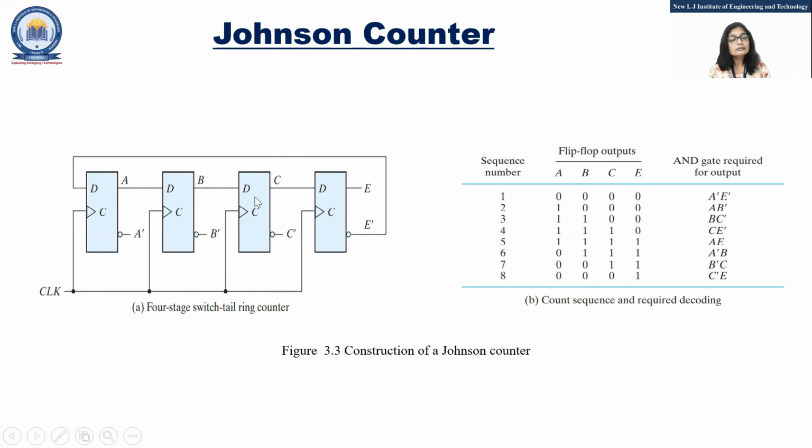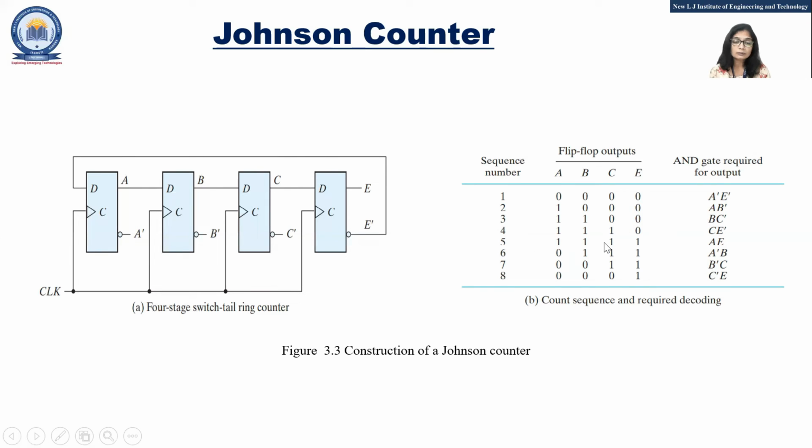Then in the fourth clock pulse, what happened? This 1 is shifting here. So D is 1, C will be 1. A is 1 also because E dash I have already applied here. So A is 1 and B is 1. So this is what is shifting here. B is giving to D and D is 1, then C is also 1. Again, E dash I am applying here. So 1, 1, 1, 0. Here you can see in the fourth clock pulse.